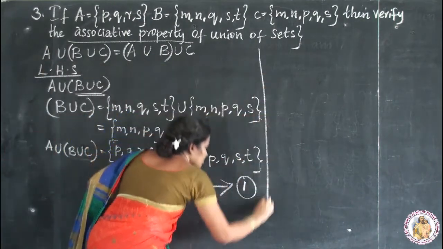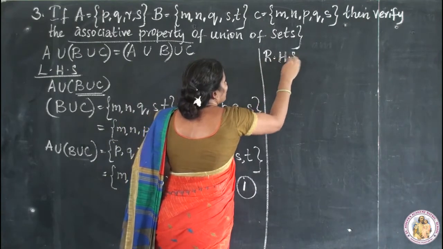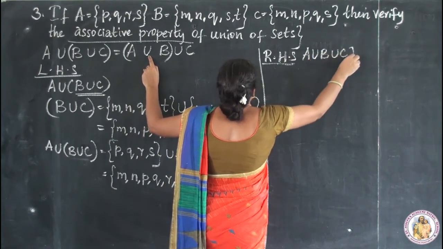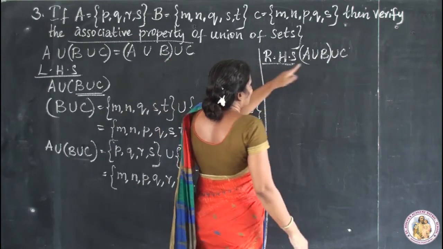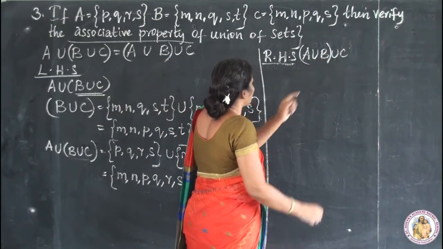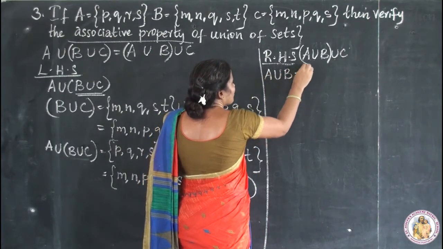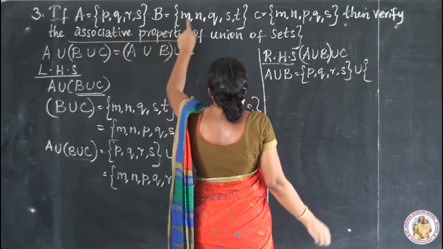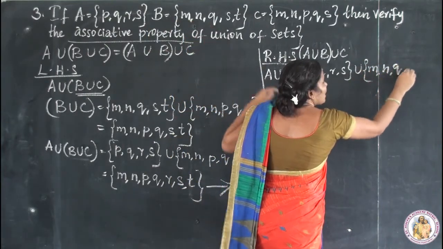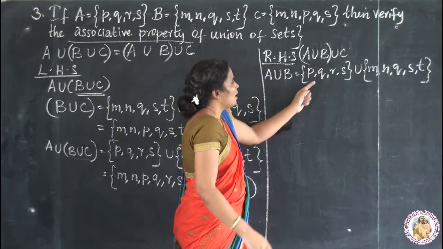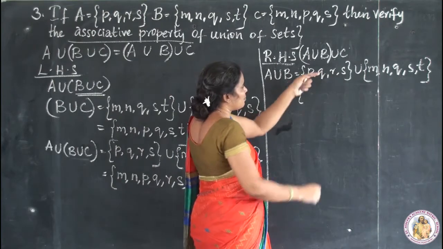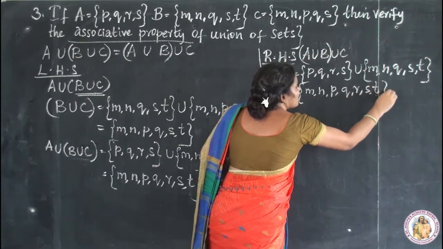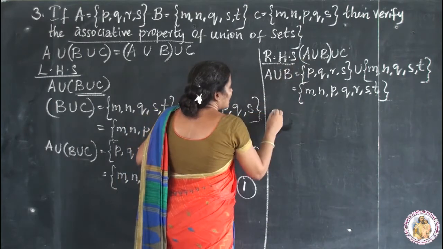Then let us find RHS. What is RHS? (A union B) union C. Here A and B are united together as a bracket, union C. First find A union B. Write the elements of A: P, Q, R, S, union B: M, N, Q, S, T. Now write all the elements which are present in A and B: M, N, P, Q, R, S, T.